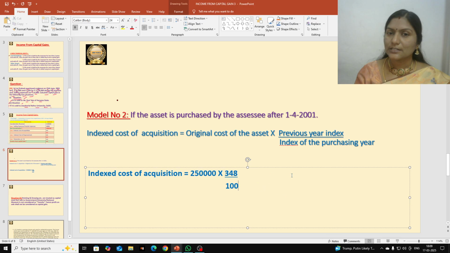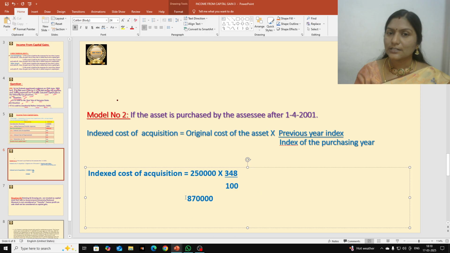Yeah. So if you calculate this, how much do we get? 2,50,000 into 348 divided by 100. So we get 8,70,000. That is the indexed cost of acquisition. Let me write that. 8,70,000. Okay.